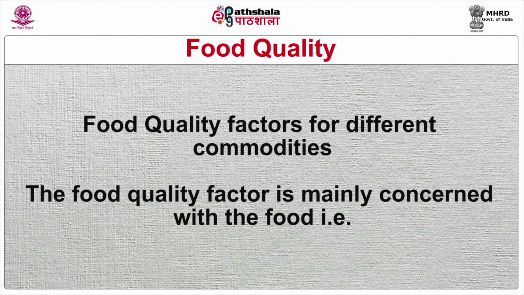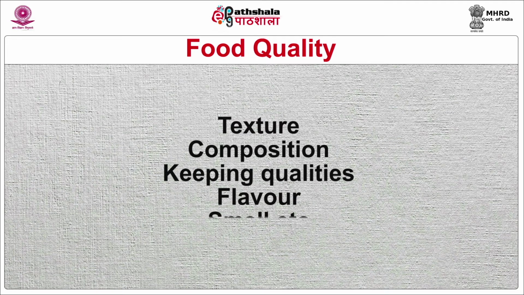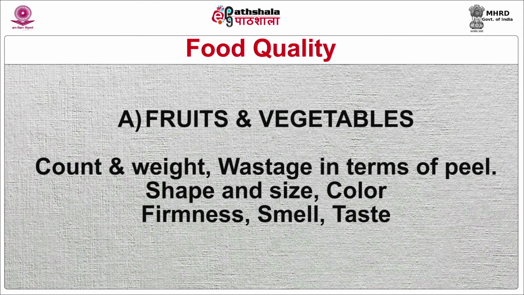Food quality factors for different commodities. The food quality factor is mainly concerned with the food, that is, texture, composition, keeping qualities, flavor, smell, etc. The food quality factors for certain commodities are as follows. Fruits and vegetables. Count and weight. Wastage in terms of peel.